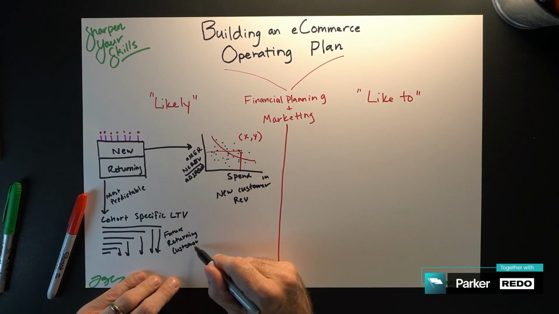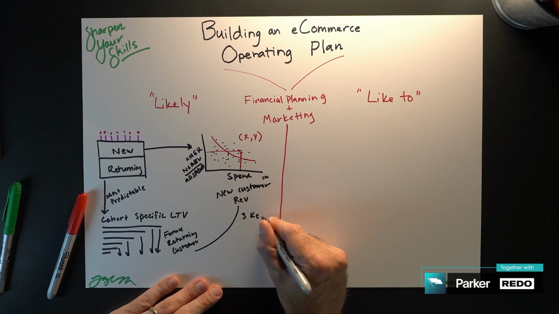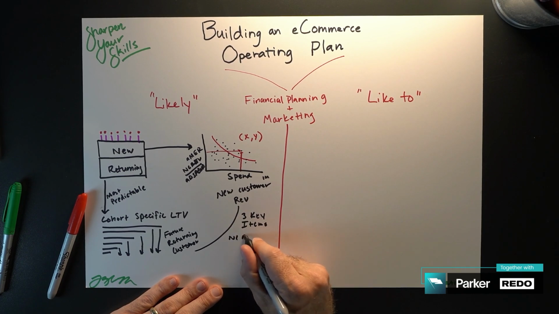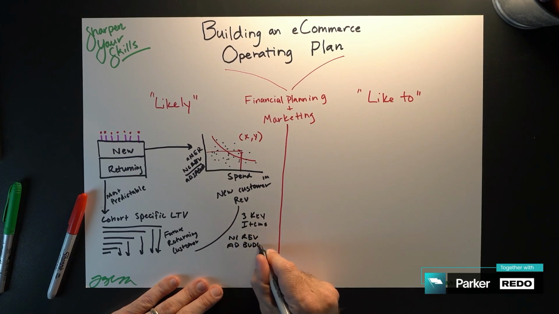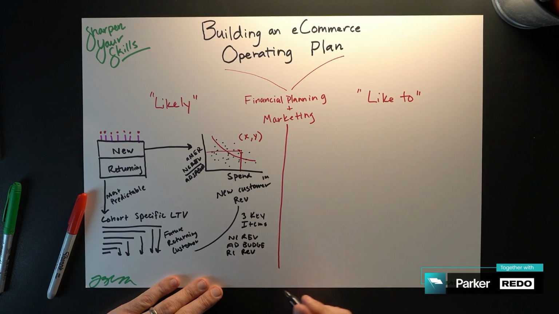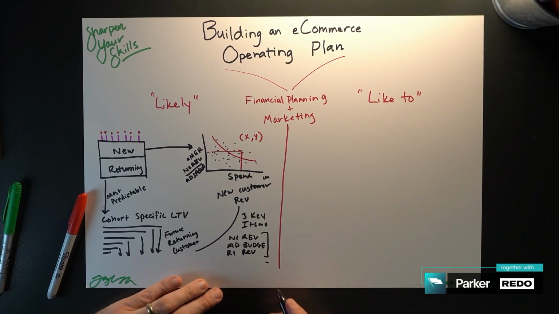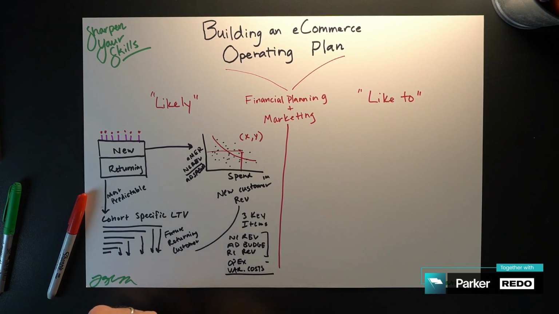Now, combining these elements, you're going to end up with 3 key items to start the likely scenario. You're going to have your new customer rev. You're going to have your ad budget. And you're going to have your returning customer rev. From there, you're simply going to subtract out all of your OPEX and variable expenses associated with the creation of that revenue to get to a forecast.